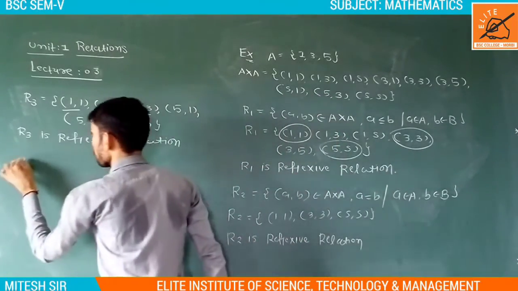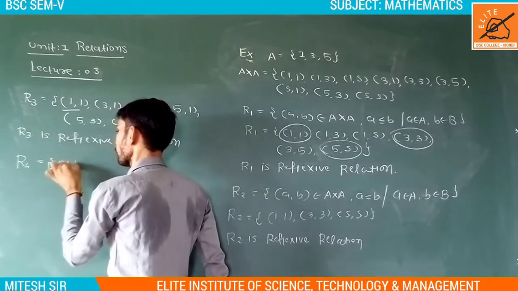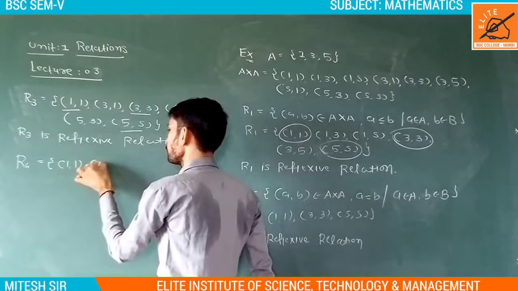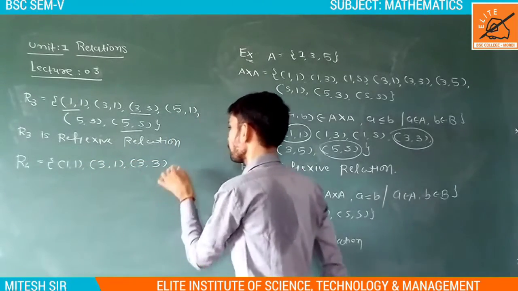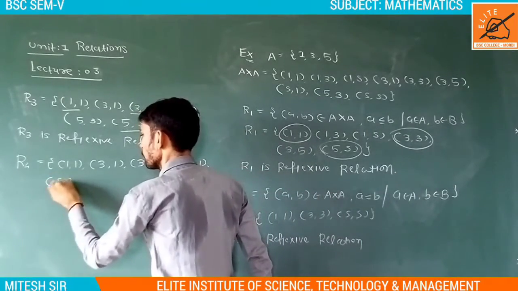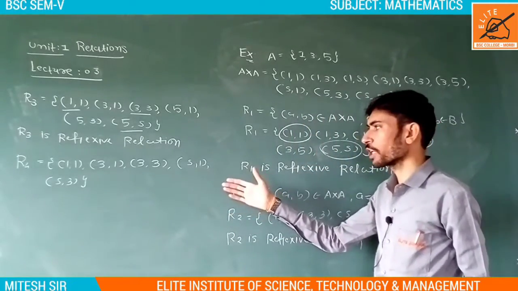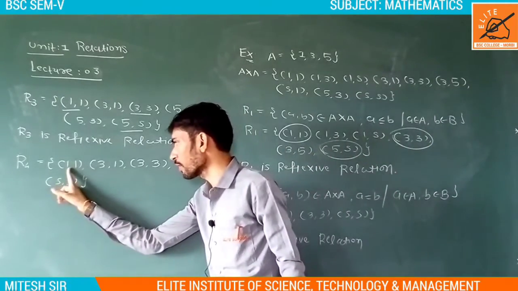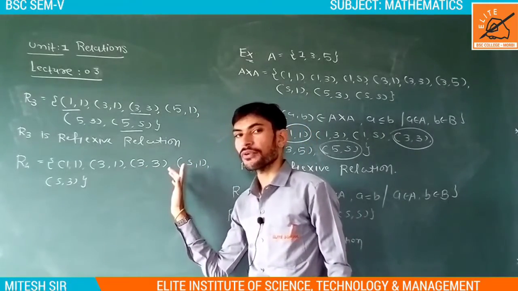Now we discuss another example. We consider the relation R4 equal to (1,1), (3,1), (3,3), (5,1), (5,3). Now the question is, is it reflexive? Look at the ordered pairs. Your relation contains the pairs (1,1) and (3,3), but your relation does not contain the pair (5,5).